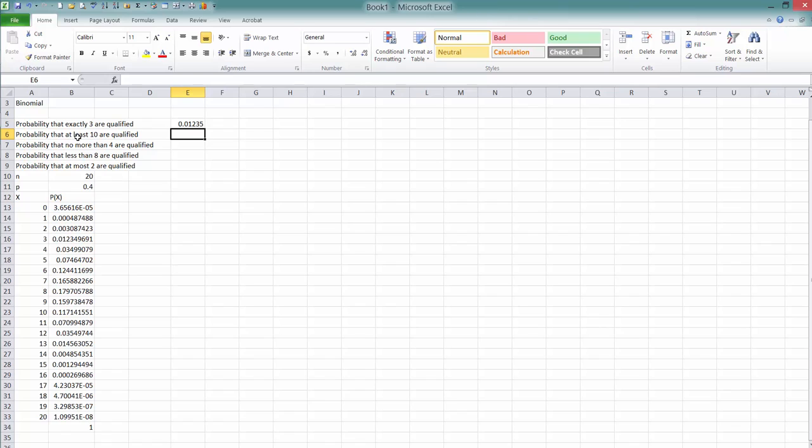What is the probability that at least 10 are qualified? At least 10 would be the summation. At least 10 means 10 or more. So the summation of 10 or more.